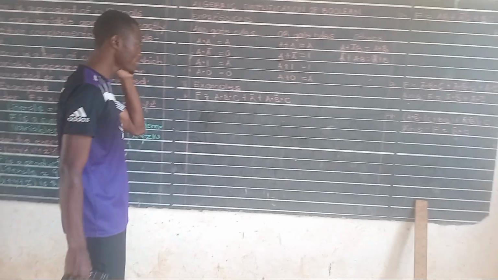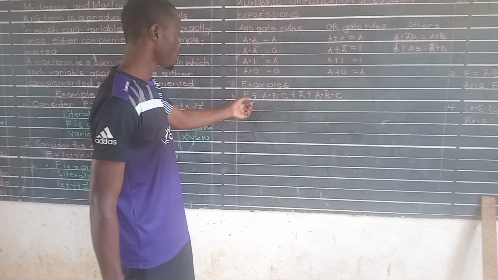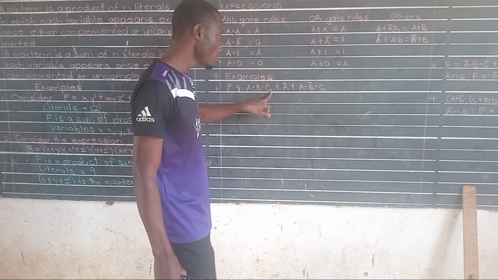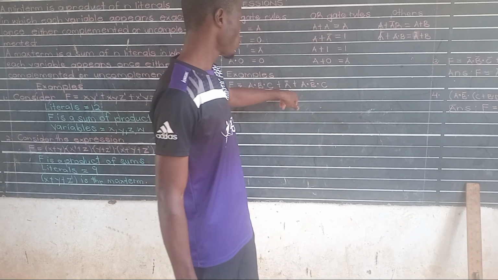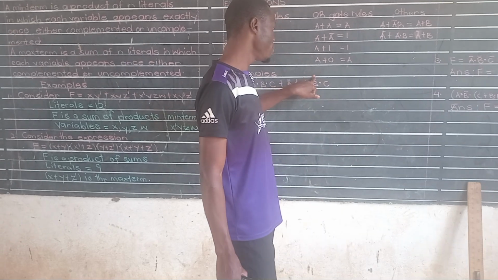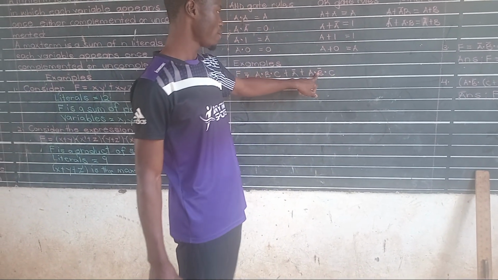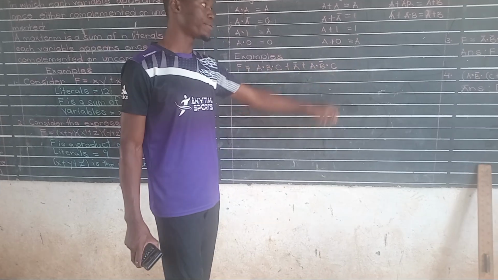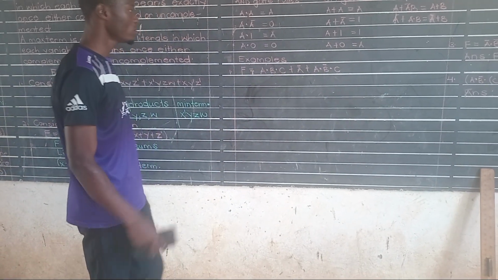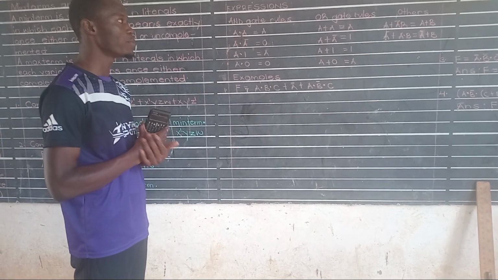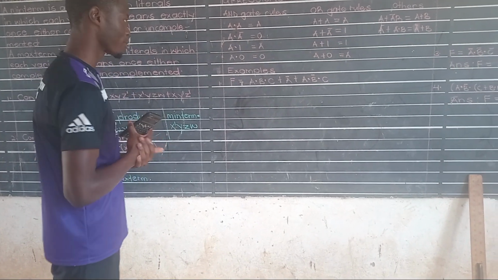So this is the first example. F is equal to A B C or not A or A not B, and this is A not B C. So we have simplified that problem using Boolean algebra.